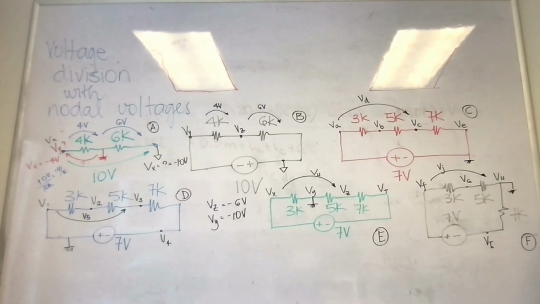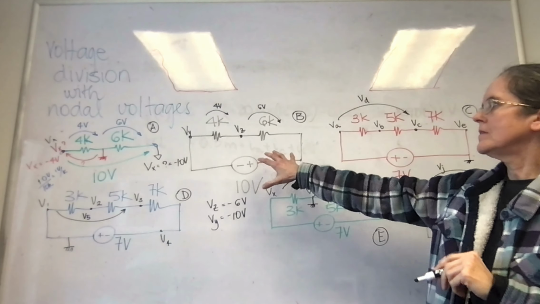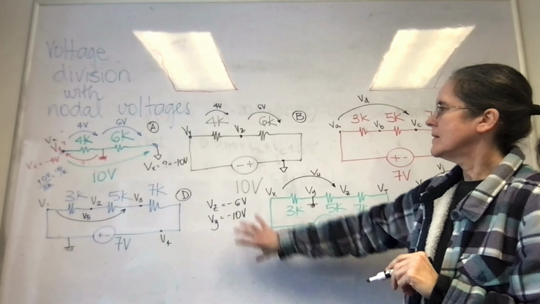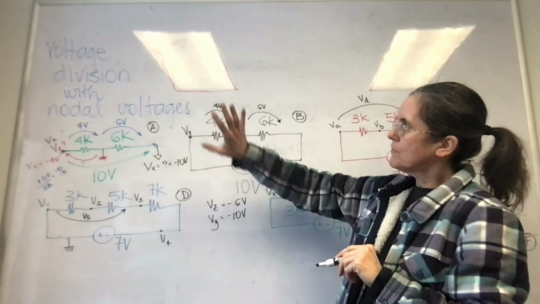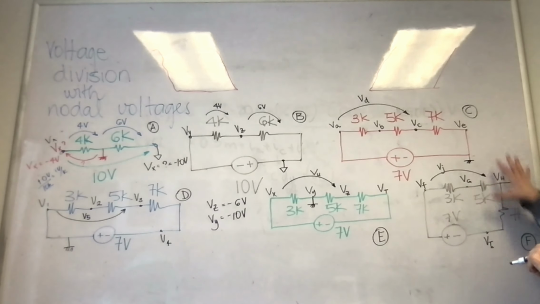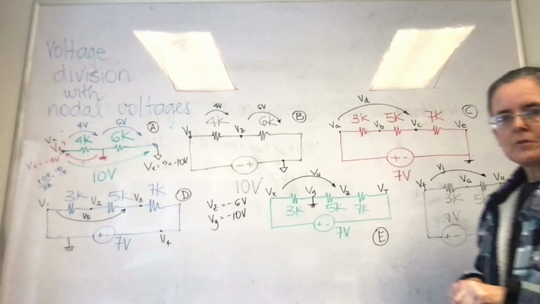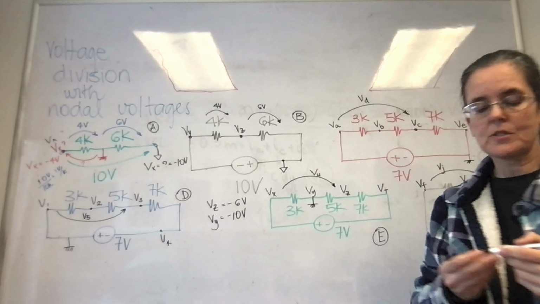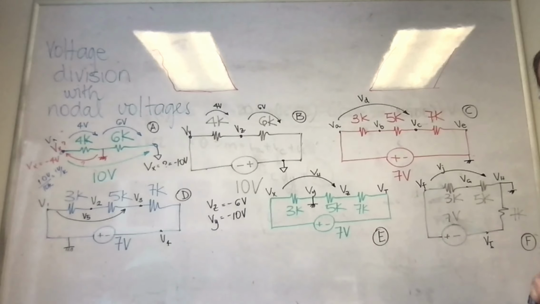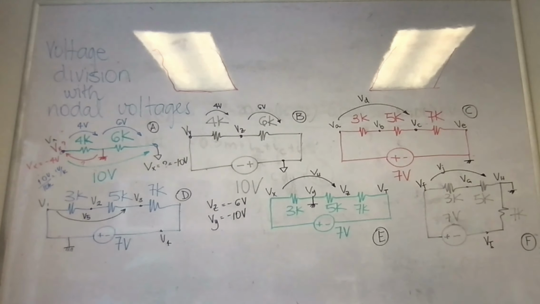So I hope with this simpler version of it, you can understand voltage division with nodal voltages. And then this is one step further. Instead, it's 3 resistors instead of 2. But I hope you can answer that, and please comment if it's too hard, and then I can possibly post another video showing how to solve this.